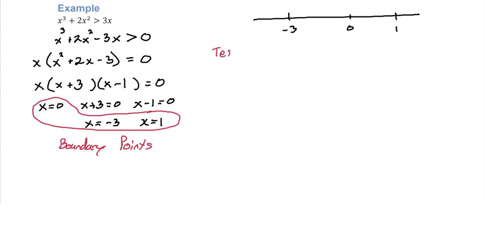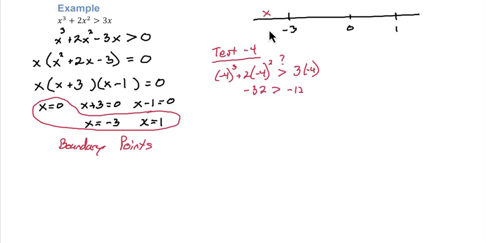Up first, we can test a point in this first interval. Let's say we test negative 4. Negative 4 cubed plus 2 times negative 4 squared. We're asking, is that greater than 3 times negative 4? Here we get negative 32 is greater than negative 12. That is a false statement, so we do not want to keep that first interval. Make a note that that one is false.